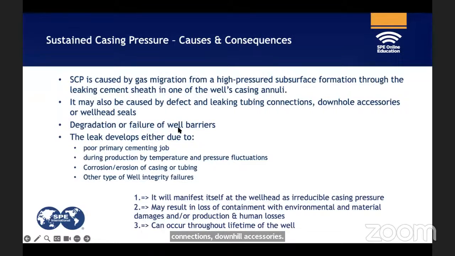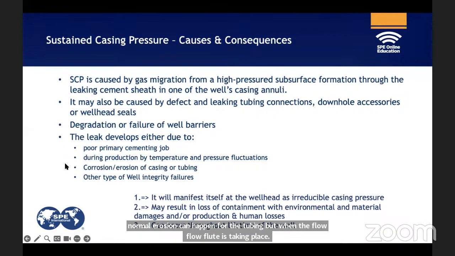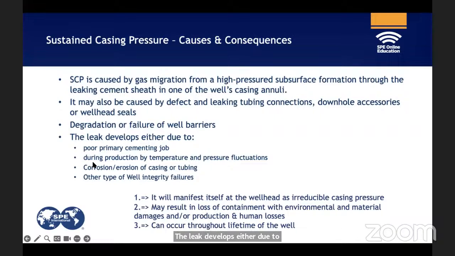So any of the barriers could be breached. And it could also result in the degradation or failure of a well barrier, like corrosion can happen, or erosion can happen for the tubing where the flow of fluid is taking place. The leak develops either due to a poor cementing job, or during production by temperature and pressure fluctuations, corrosion, erosion of tubing or casing, or other types of well integrity failures.